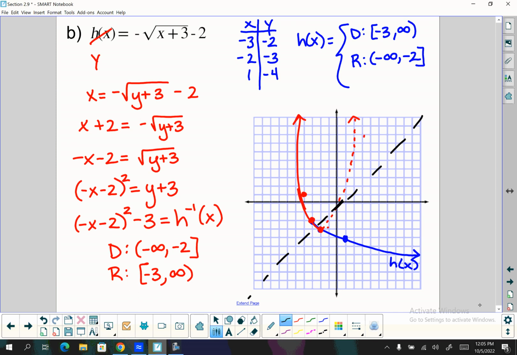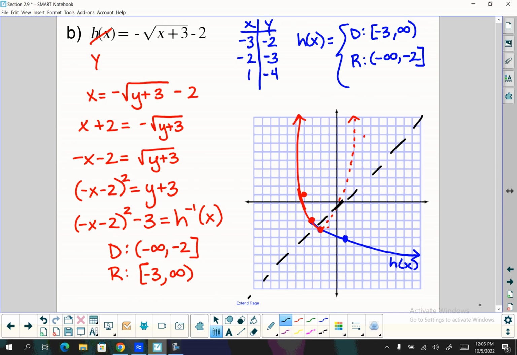Now, to get the domain and range of that, I just took my domain and range and I flipped them from the top there. That's all I had to do. You can also see here that if I set this greater than or equal to 0, that's where that range is going to come from. But you can just flip the domain and range up there.